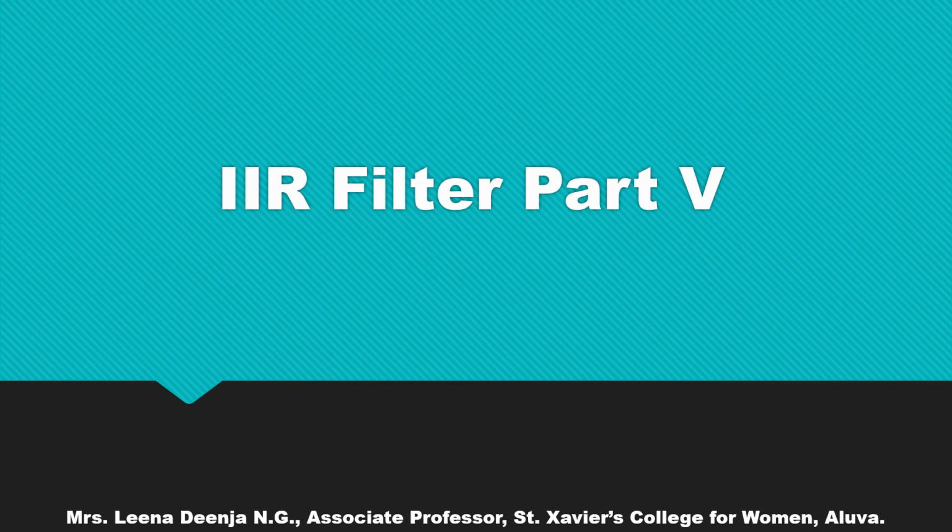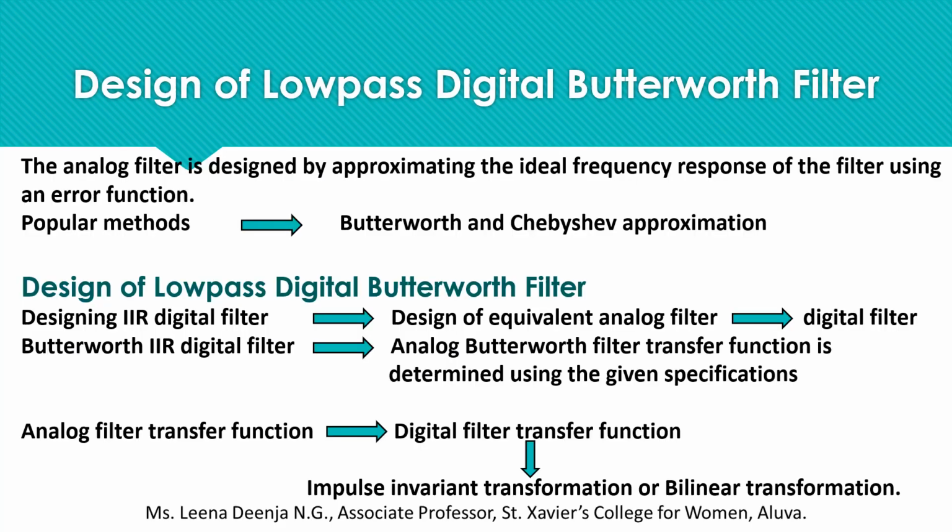Hi everyone. Through this class, we are going to study the design procedure of the IIR Butterworth digital filter. The analog filter is designed by approximating the ideal frequency response of the filter using an error function. There are different approximation methods developed for this. The popular among them are Butterworth and Chebyshev approximation. First, we consider the design of the low-pass digital Butterworth filter.